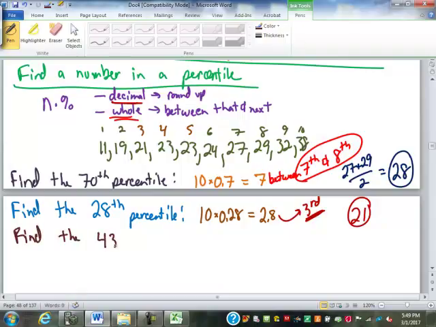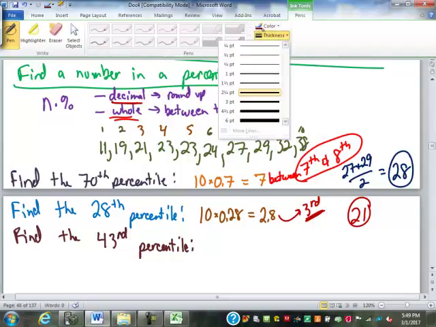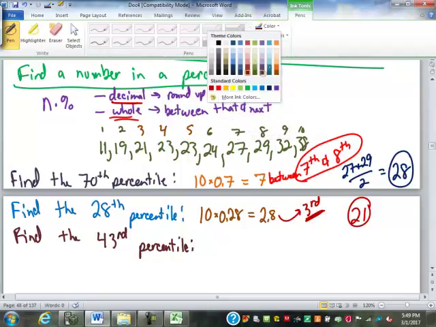Find the 43rd percentile. Try that one in your notes quick. See if you can get it.